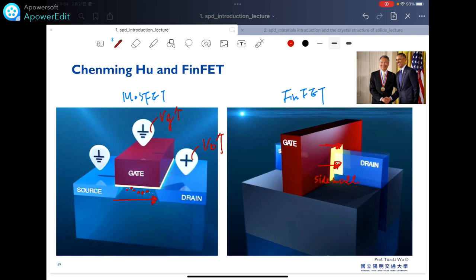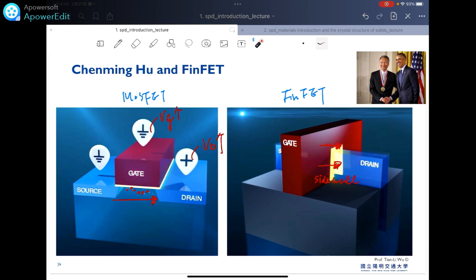Therefore you will have a higher on current, but also in the off state, where we try to reduce the leakage current, the electrons cannot go through from the top or the sidewall, and therefore we get a better on-off ratio for this kind of transistor.